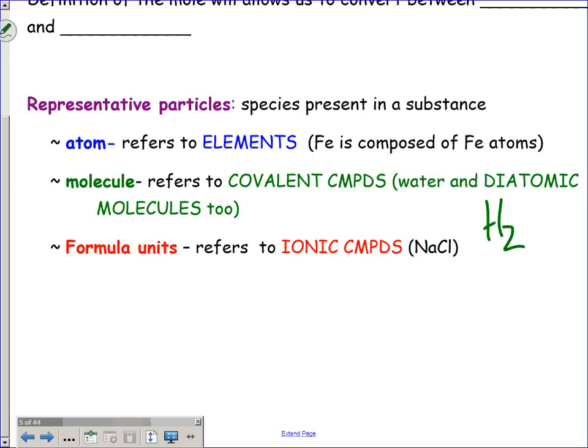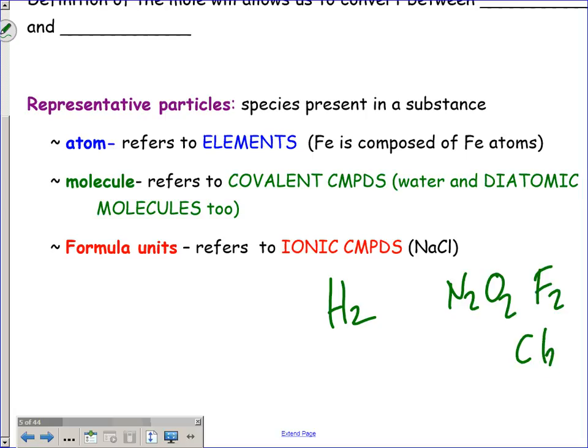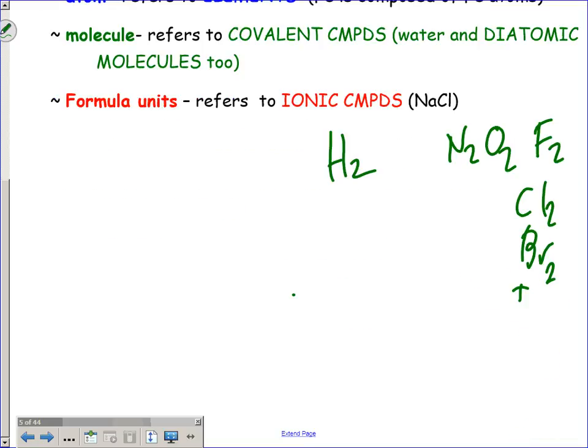H2, right? Hydrogen, nitrogen. Let me write this in a different manner so you remember it. So hydrogen, keep going. Nitrogen, keep going. Oxygen, fluorine, chlorine, bromine, and then iodine. So these are the 7 diatomic molecules that you should know are considered diatomic.